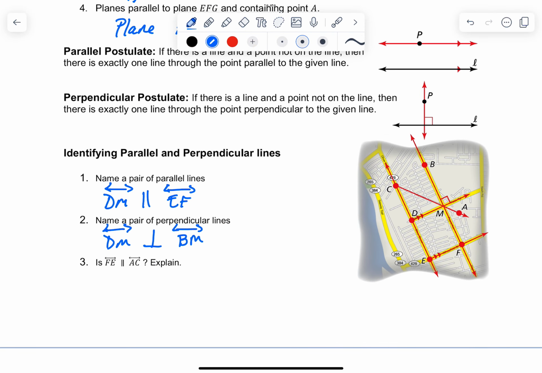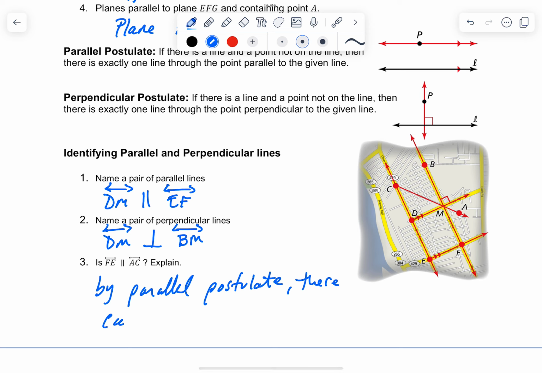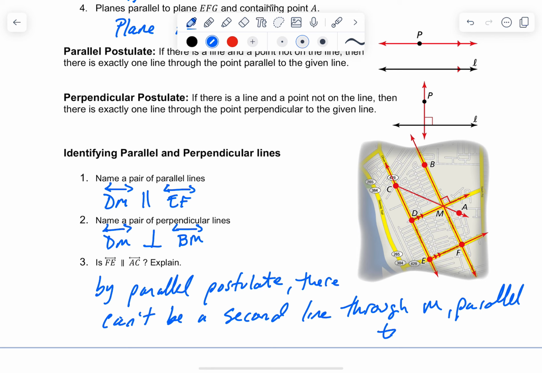So we just say by parallel postulate, there can't be a second line through M parallel to FE. Okay.